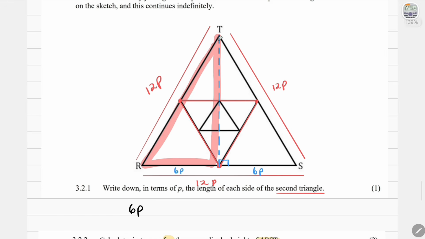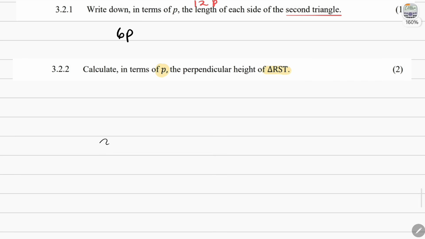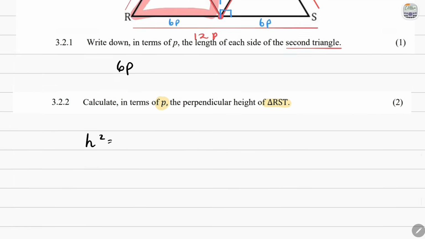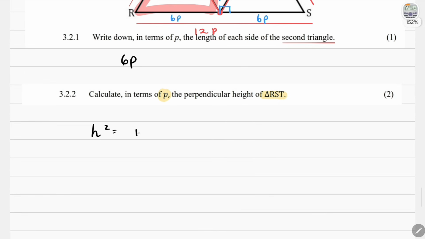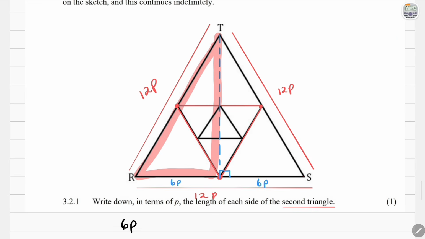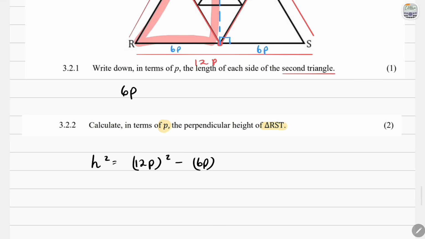So we're trying to find this length, that perpendicular height. Let's just go ahead and call that h. So to find this height, we'll say h squared is equal to the hypotenuse squared, so 12p all squared, minus the other shorter side, 6p all squared.